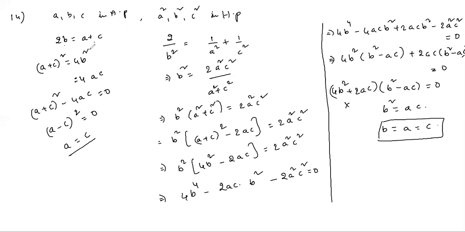Sir, why do we ignore 4b squared plus 2ac? b squared equal to minus 2ac we are not taking. Why? Because we are getting a negative value, and they have not given any non-real numbers, only real numbers. Okay, yeah.